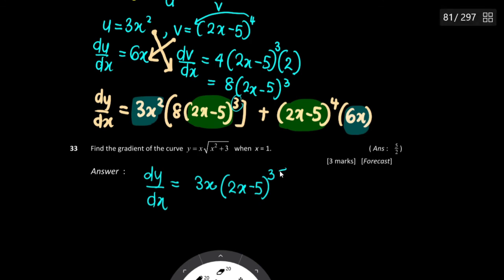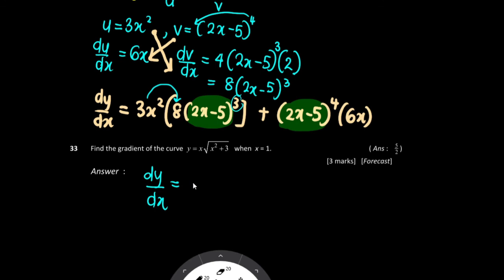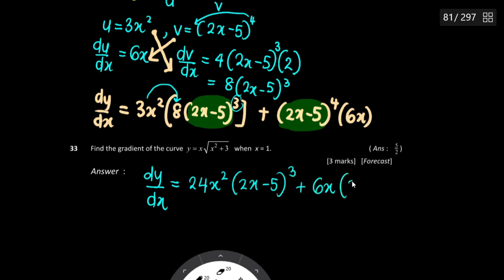So now what is left inside here? Inside here is left with 8x. Wait, before we factorize, going back, this one can be expanded first. Let's multiply this one and this first. So 3 times 8 is 24, 24x squared, 2x minus 5 power of 3. 6x right in front, so 2x minus 5 power of 4.